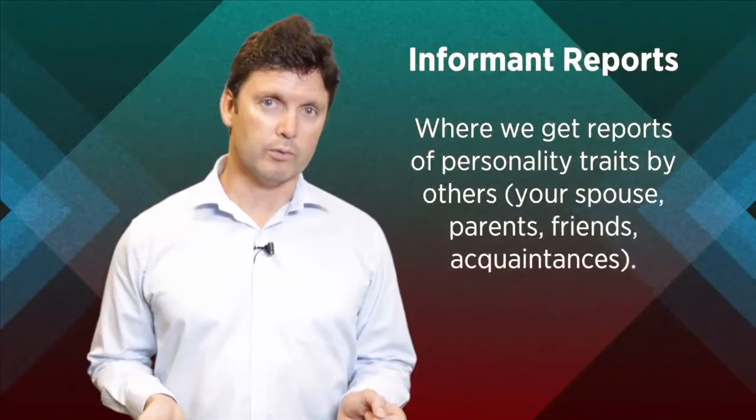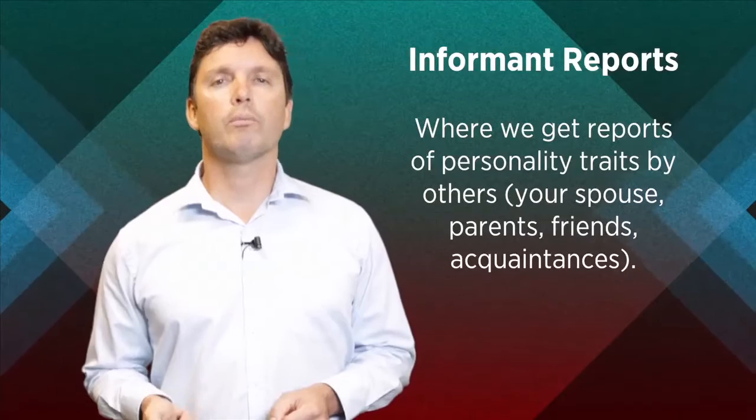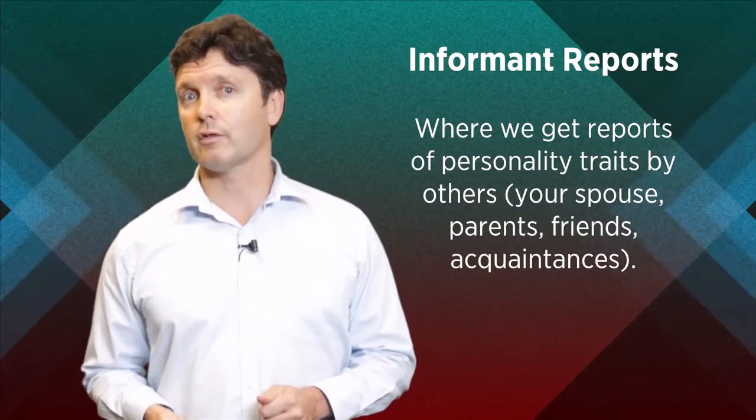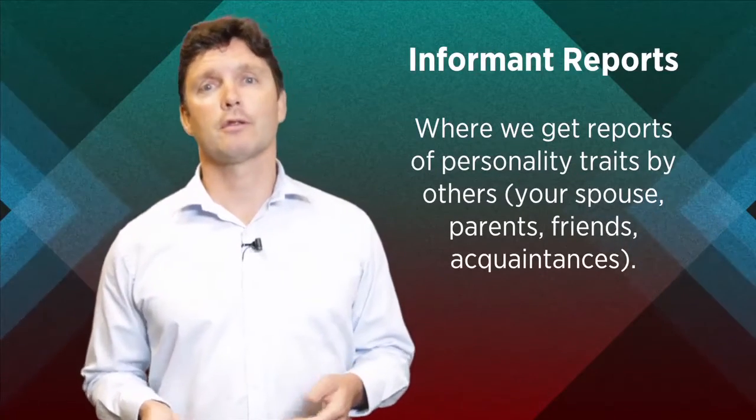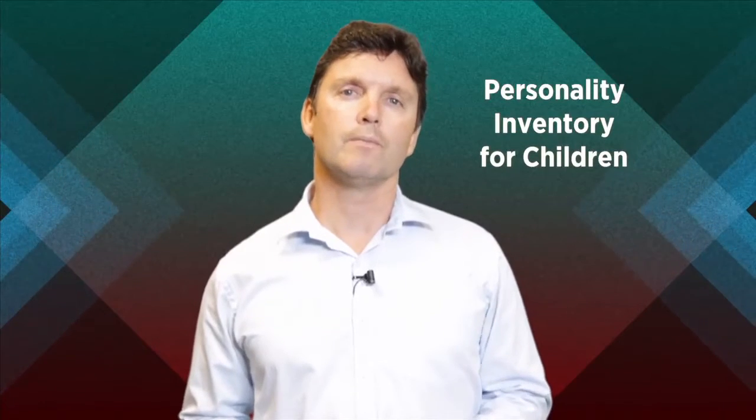Another way of getting information is through informant reports. So that's where we get reports of personality traits by others, your spouse, parents, friends, acquaintances. A typical item may be, for example, my spouse has a vivid imagination, or my child is friendly, or my roommate is messy. For example, there's one assessment called Personality Inventory for Children, and this is really a standardized interview for parents, not the child.